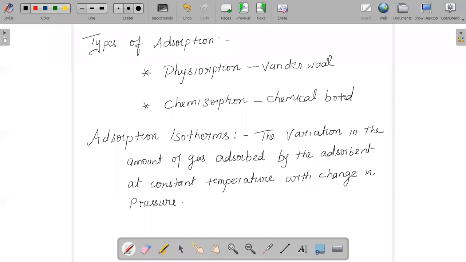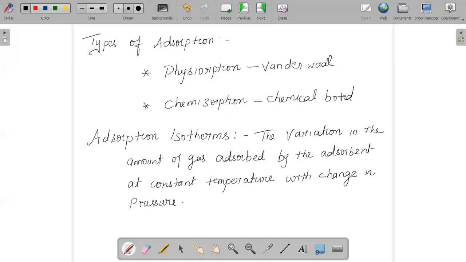Do remember, we should learn the difference between physisorption and chemisorption. Physisorption is not specific in nature; all gases are adsorbed on the surface to a limited extent. But chemisorption is highly specific in nature. Physisorption is reversible in nature, but chemisorption is irreversible.